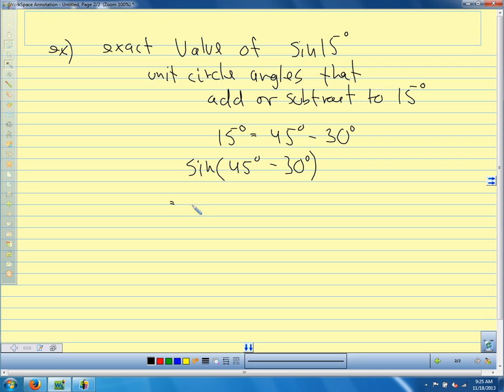So this equals the sine of 45 degrees times the cosine of 30 degrees minus cosine 45 degrees sine 30 degrees. And now this turns into a unit circle problem. Cosine, well, that's right, isn't it?